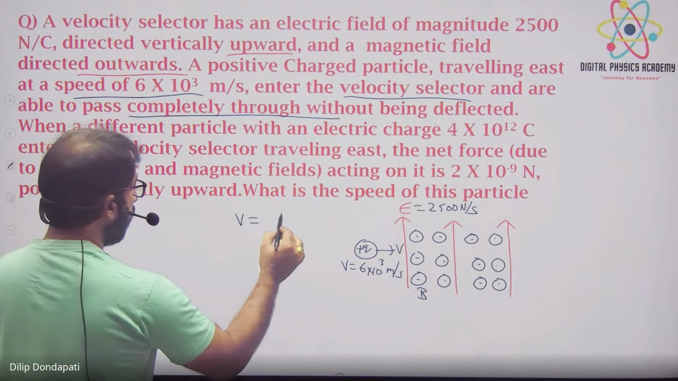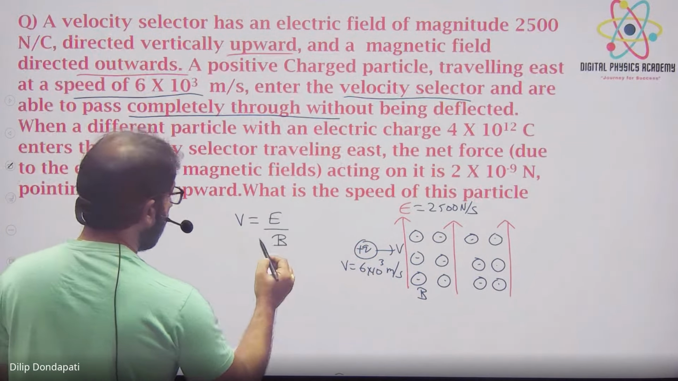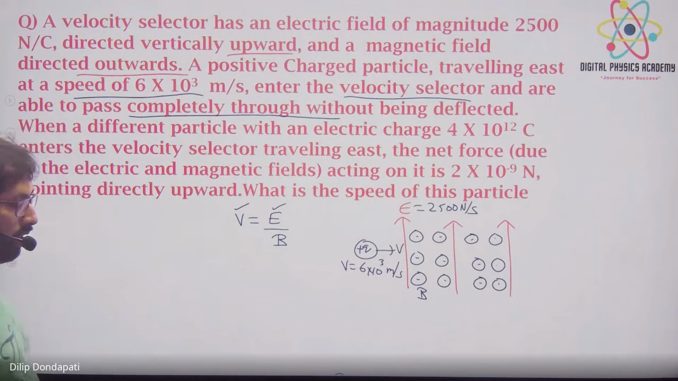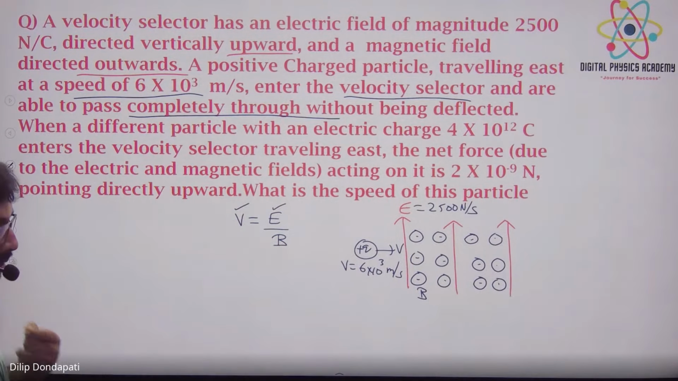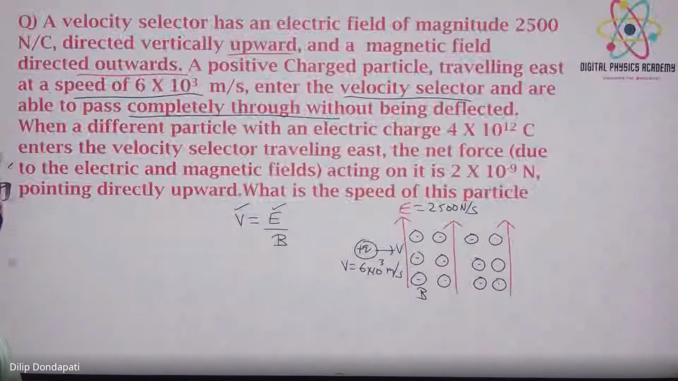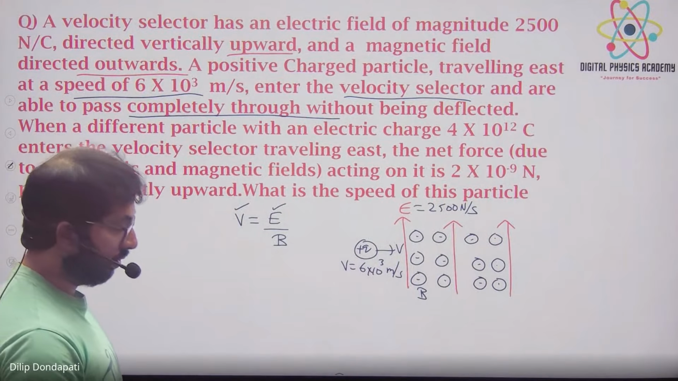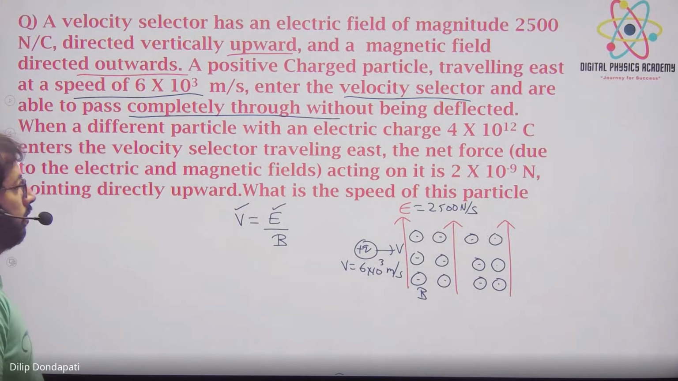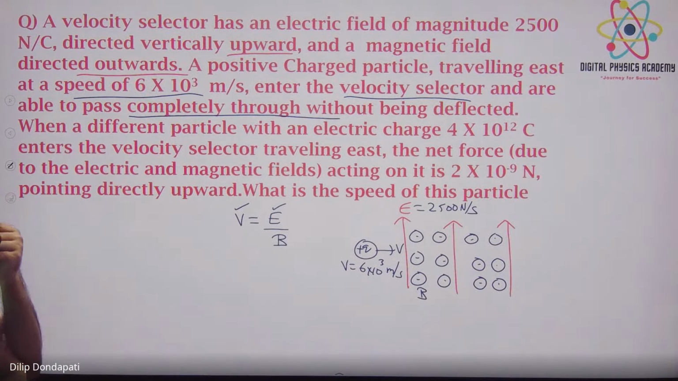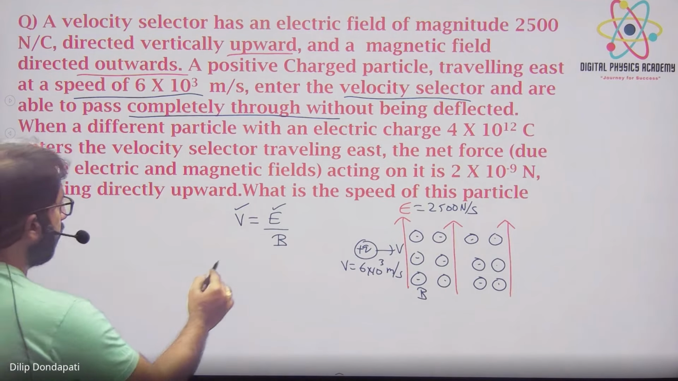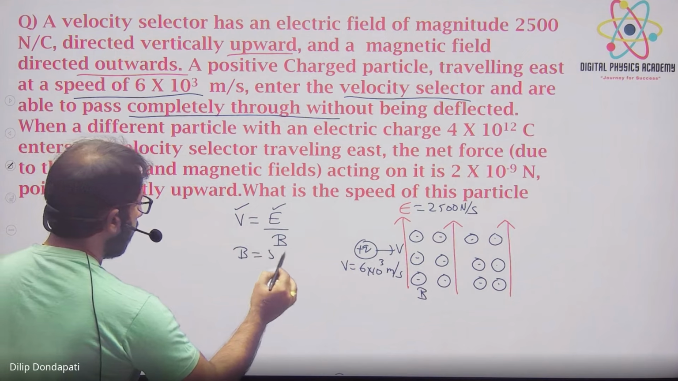v = E/B. E is given, v is given. Find the magnetic field and tell me first. In terms of a fraction, no problem. So 5 by 12. So the magnetic field you got is 5 by 12.